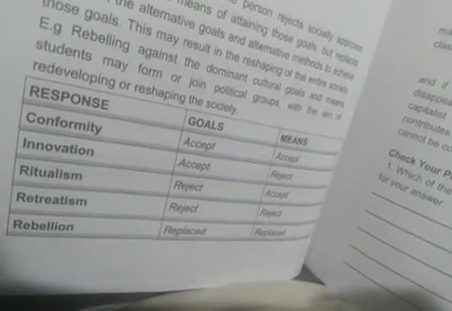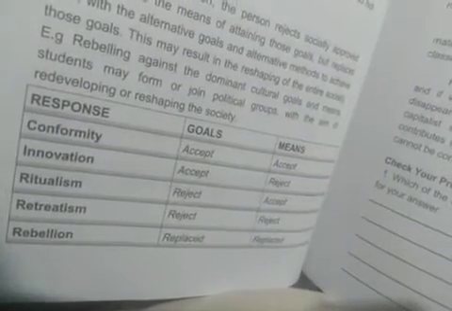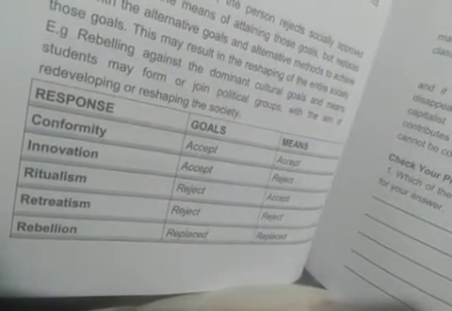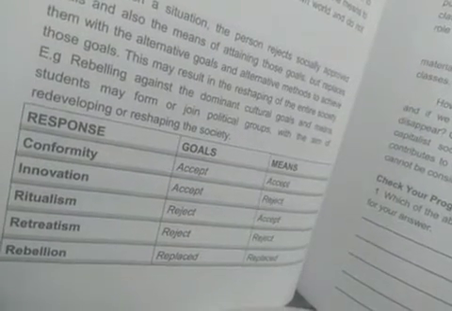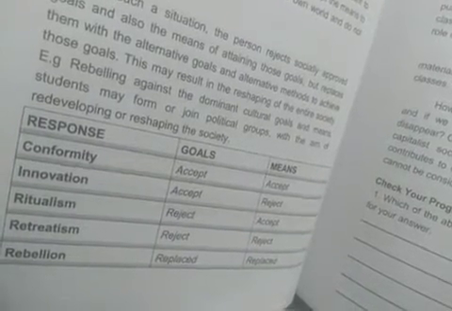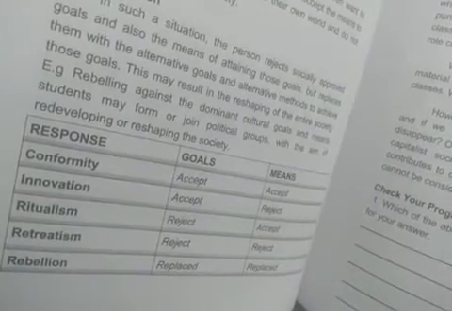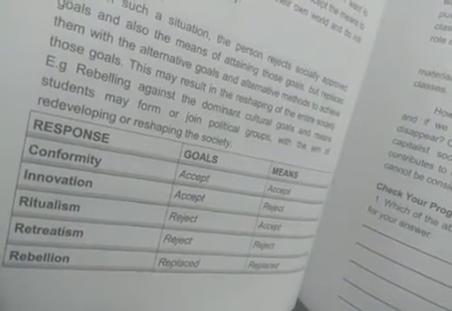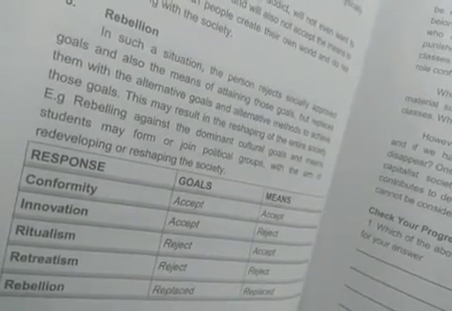Response: Conformity: goals accept, means accept. Innovation: goals accept, means reject. Ritualism: goals reject, means accept. Retreatism: goals reject, means reject. Rebellion: goals replaced, means replaced.